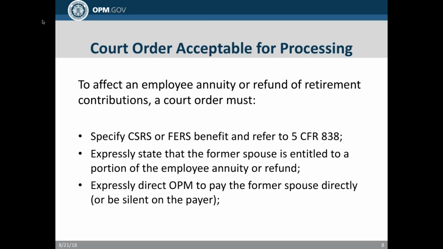To affect an employee's annuity or a refund of retirement contributions, a court order must specify it's a CSRS or FERS benefit, and refer to Title 5 CFR Part 838. And it must expressly state that the former spouse is entitled to a portion of the employee annuity or refund. And it must expressly direct OPM to pay the former spouse directly or be silent on the payer, in which case we will default to OPM being directed to pay the former spouse.